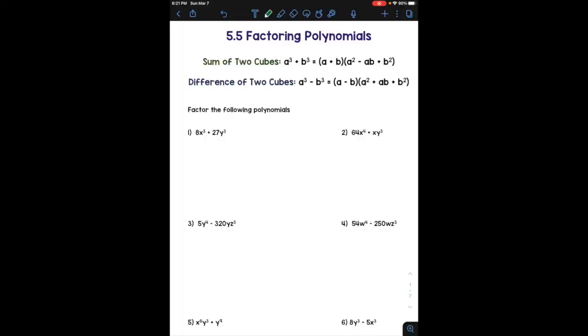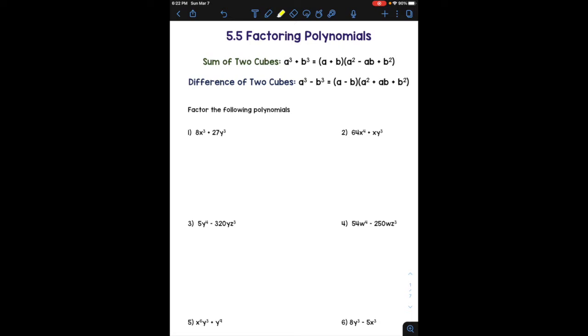Guys, today's lesson is on Chapter 5, Section 5, Factoring Polynomials, specifically the two methods called the sum of cubes and the difference of two cubes. As you can see on the right-hand side, we have two models of the factors of the sum of two cubes and the difference of two terms being cubed.